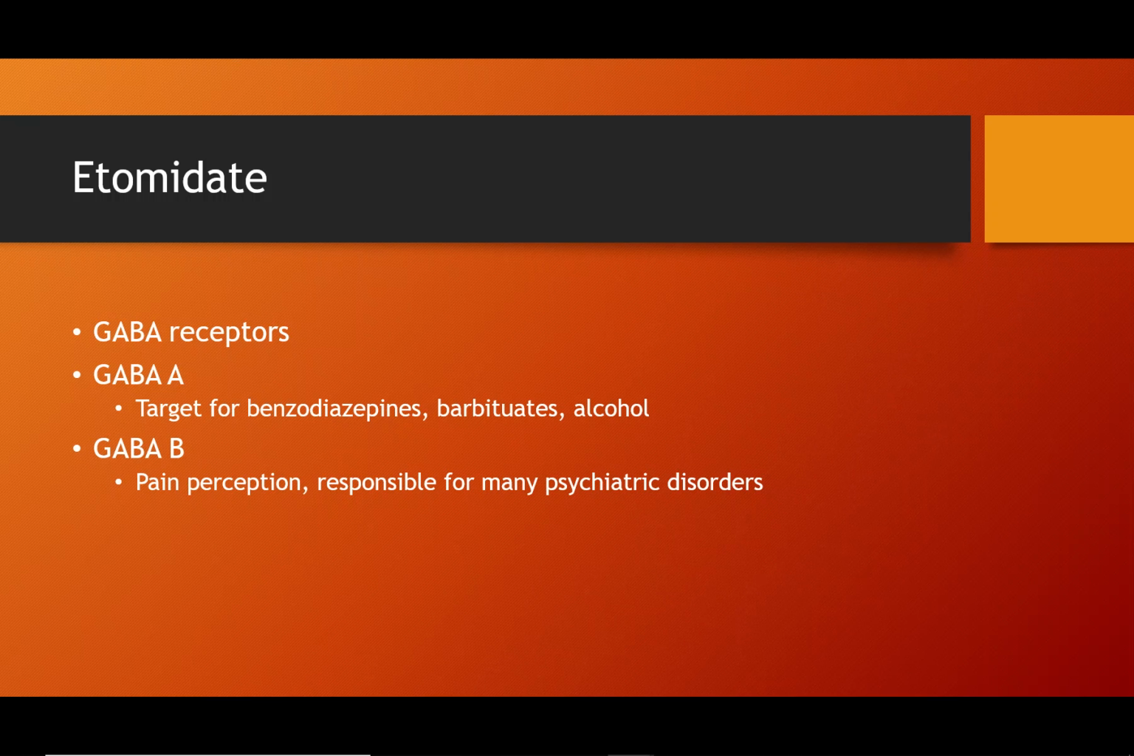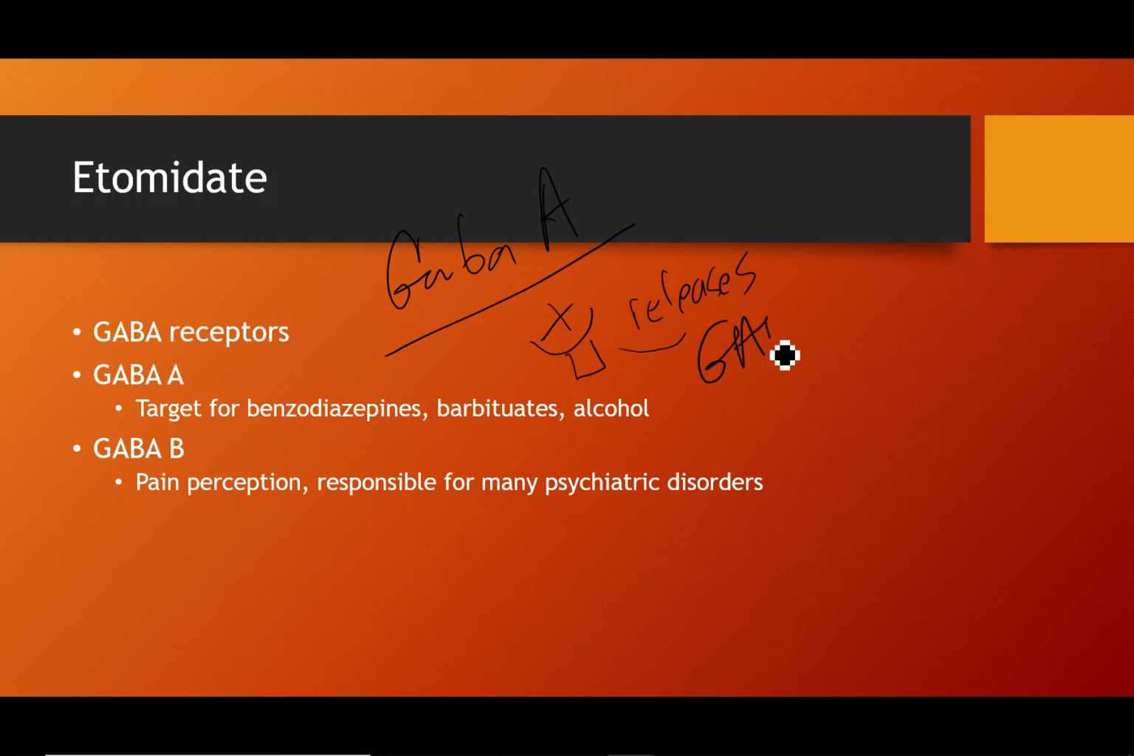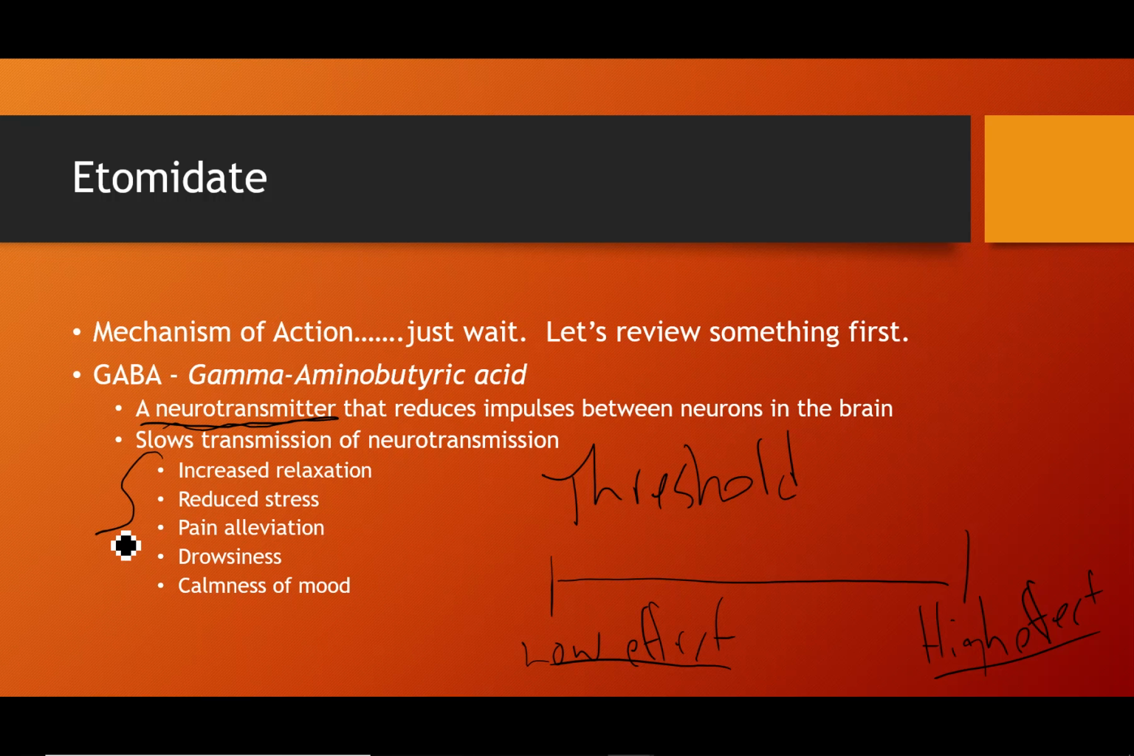What happens when you activate these receptors? So if you have a GABA A receptor, and I activate that receptor with a benzodiazepine, what ends up happening with etomidate, we'll get to that in just a second. But if I activate GABA A, it releases GABA. Excuse me, that should be capitalized. It releases GABA. And what does GABA do? Well, let's look back on that last slide. GABA does all of these different things.